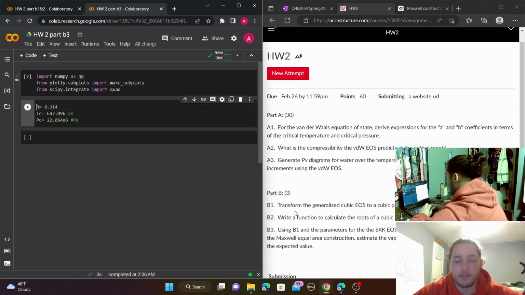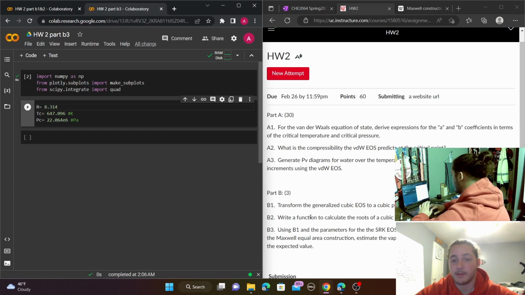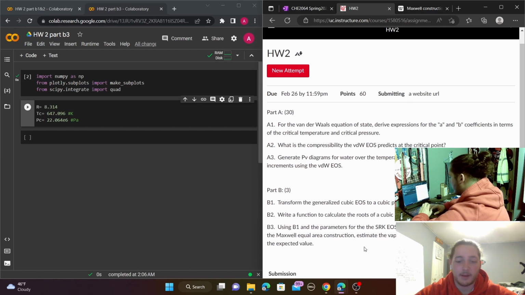This is homework 2, part B3. And we are going to be using our coefficients that we solved for in B1 for using the compressibility, which was the A and B, and the parameters for the SRK equation of state. We are going to use our cubic root calculator to determine the limits of integration for the Maxwell equal area construction, and we will estimate the vapor pressure of water at 373 kelvins and compare with the expected value.